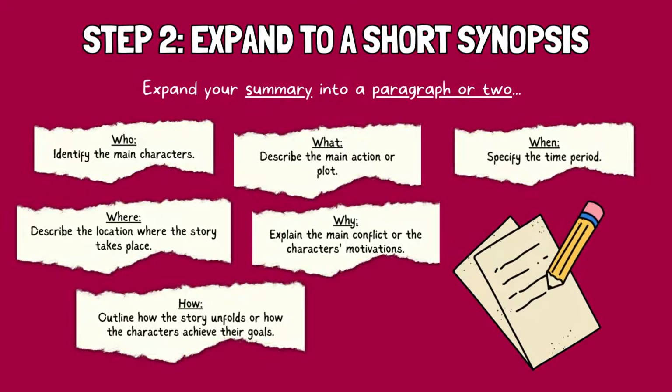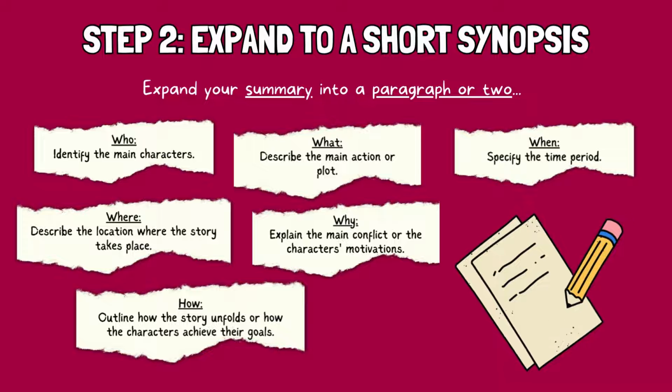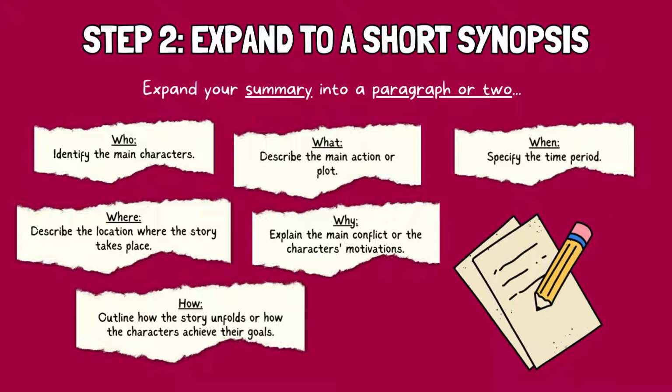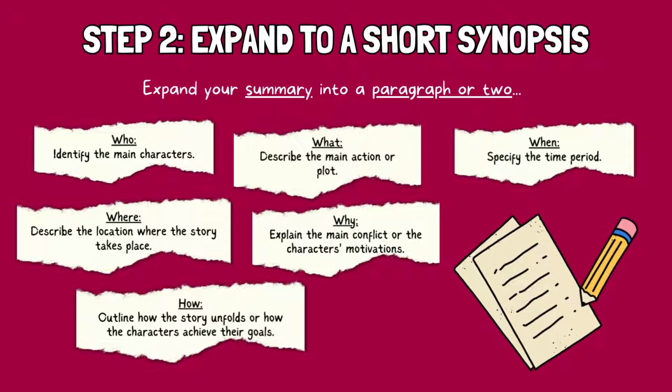Step 2. Expand to a short synopsis. Expand your summary into a paragraph or two, detailing the main plot points, key characters, and the general arc of the story. Focus on the beginning, middle, and end. In this summary, you could use the 5 W's and 1 H technique.